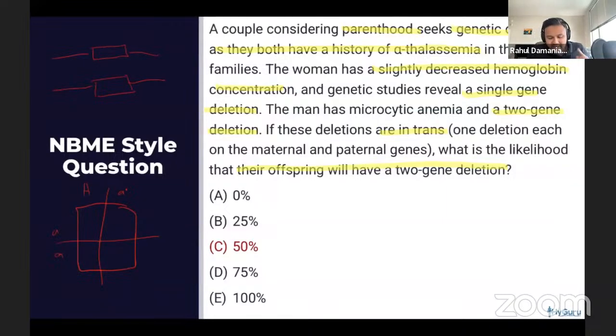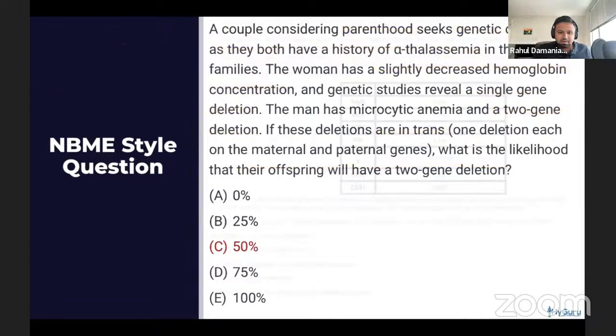Now, what's also high yield for us to note here is that the mom is going to have only 1 deletion, which is relatively asymptomatic. It's like alpha thalassemia minima, whereas you can have alpha thalassemia minor when you are going to have 2 genes deleted. Remember, 4 genes encode for your alpha globin gene when it comes to hemoglobin. All right.